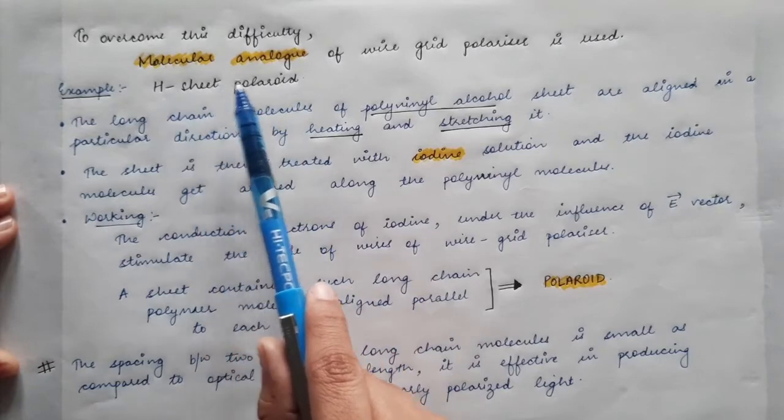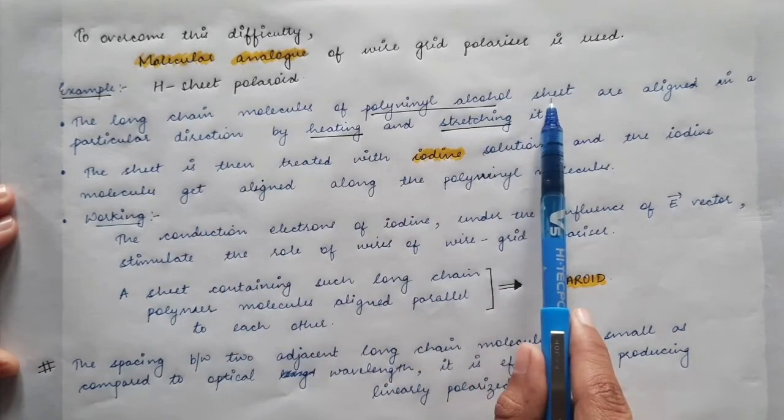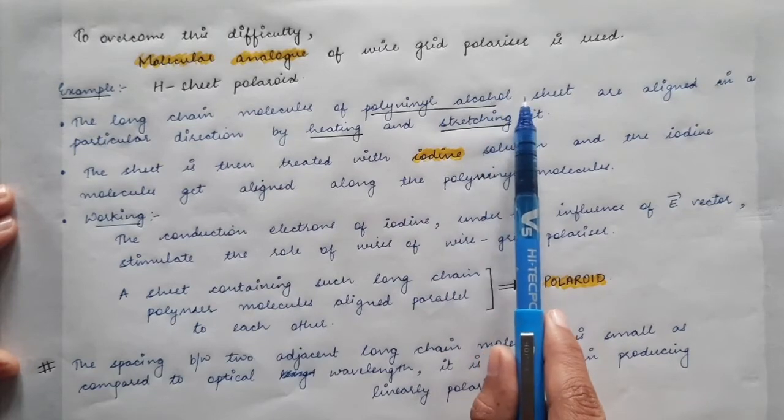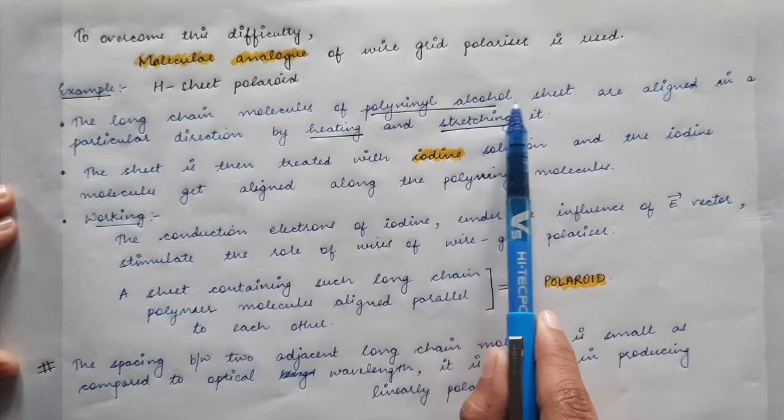Now in the case of H-sheet polaroid, what do we use? We use a polyvinyl alcohol sheet. So we take a very thin sheet of polyvinyl alcohol. Now we know that polyvinyl alcohol molecules are long chain molecules. So therefore we are taking this polyvinyl alcohol sheet.